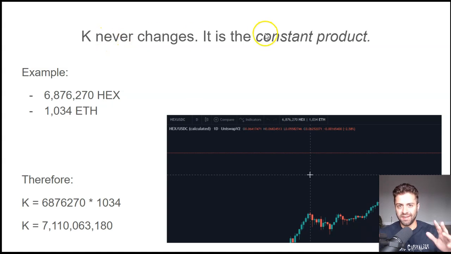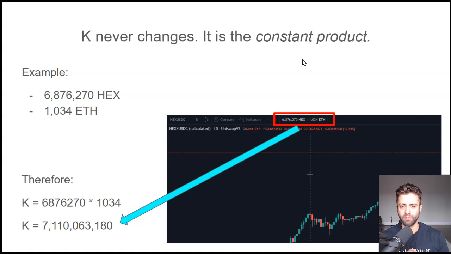Again, K never changes. It is the constant product of the constant product market. For example, I took a screenshot from Dex.Vision, where you can see the Hex Ethereum pair right here. We've got 6,876,270 Hex in liquidity on the Hex side, and 1,034 ETH on the ETH side. Just multiply these two numbers together, forget the units, and you get the constant K. So 6,876,000 times 1,034 equals 7,110,000,000, and the rest. This 7 trillion number is the constant product. Keep that in mind while we continue on.